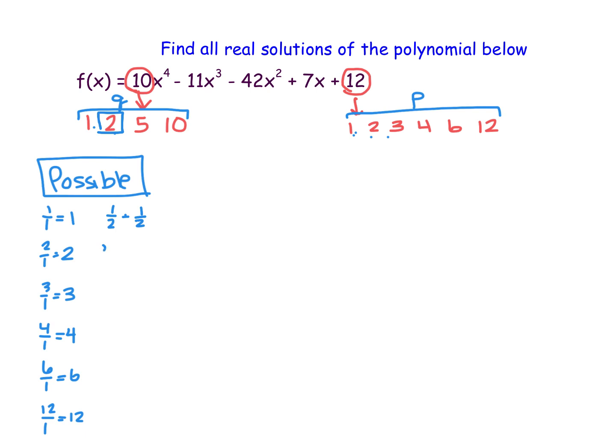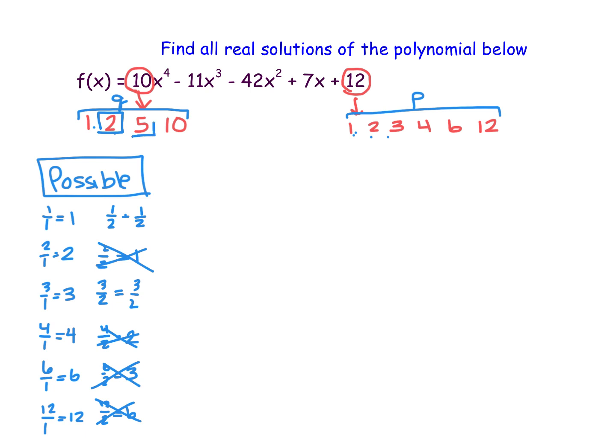I then take 2 over 2, which becomes 1, which is a repeat of another value, so I can ignore that one. I then take 3 over 2, which stays 3 over 2, doesn't simplify further. I then take 4 over 2, which simplifies to 2 and is a repeat of a previous number. I then take 6 over 2, which is equal to 3 and is a repeat of a previous number. And then I take 12 over 2, which is 6, and is a repeat of a previous number.